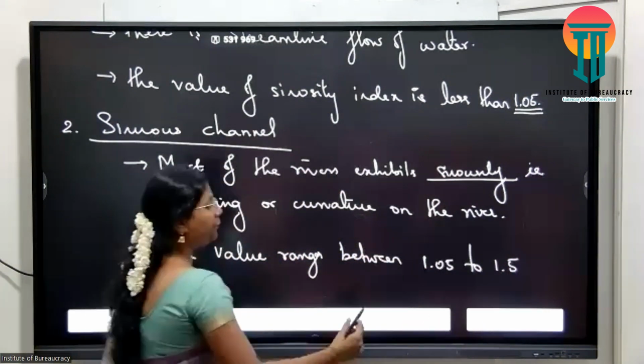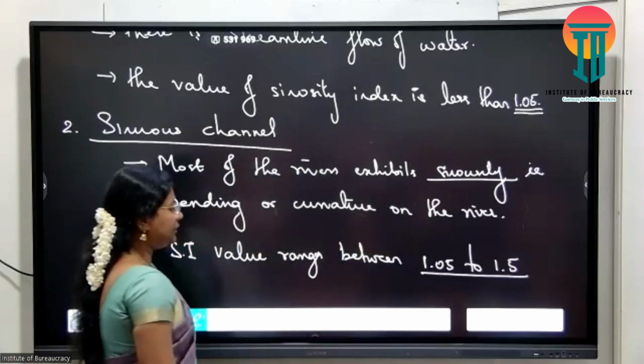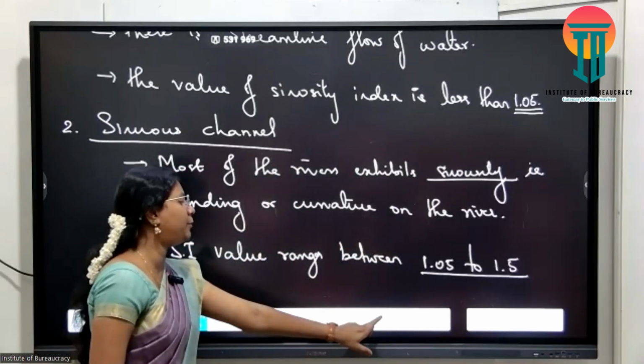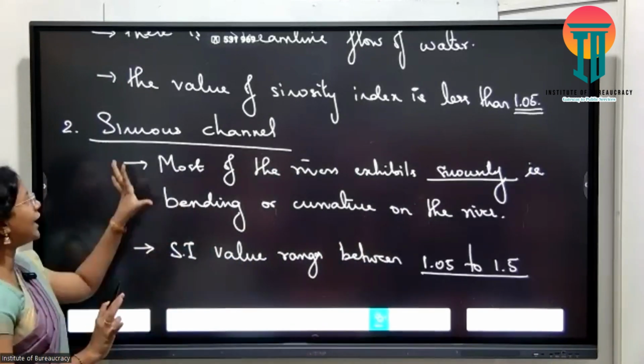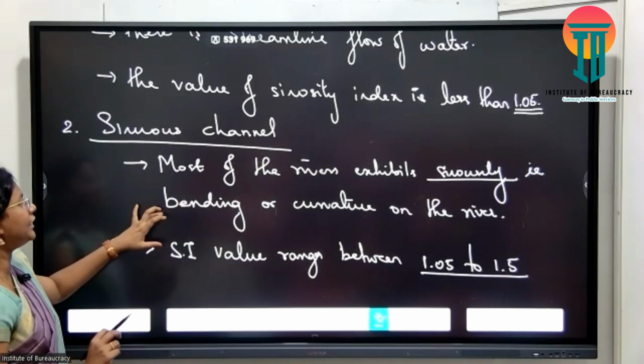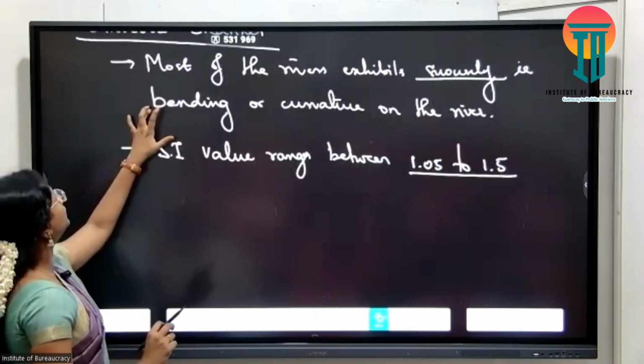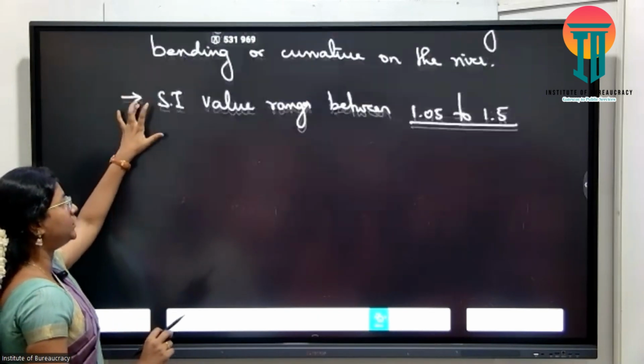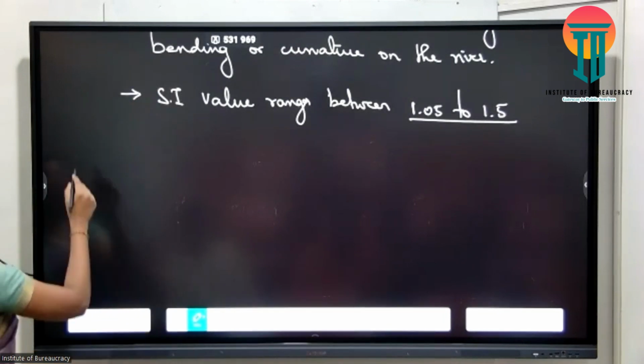1.05 to 1.5 வரைக்கும் இருந்தா அததான் sinuous river அப்படின்னு ரெஃபர் பண்ணுவாங்க. Most of the river எந்த கேட்டகரியில தான் இருக்கும்? Sinuous rivers கேட்டகரியில தான் இருக்கும். The third one comes your meandering river. Third important river is meandering.